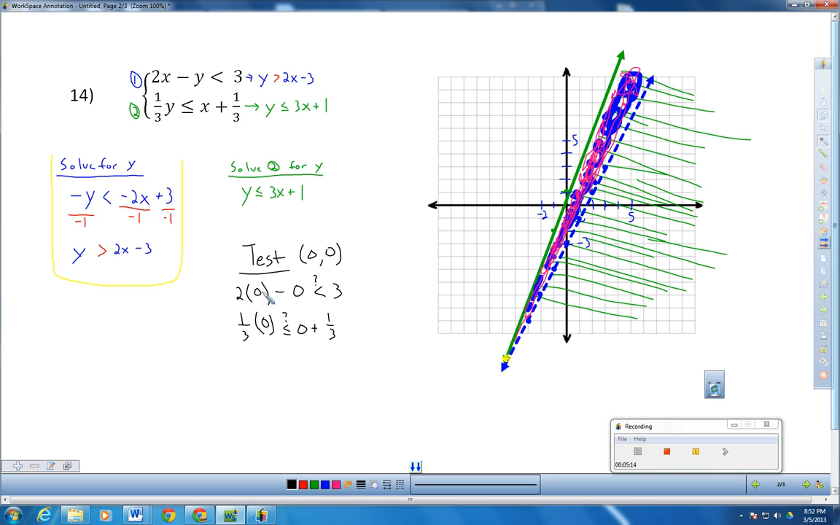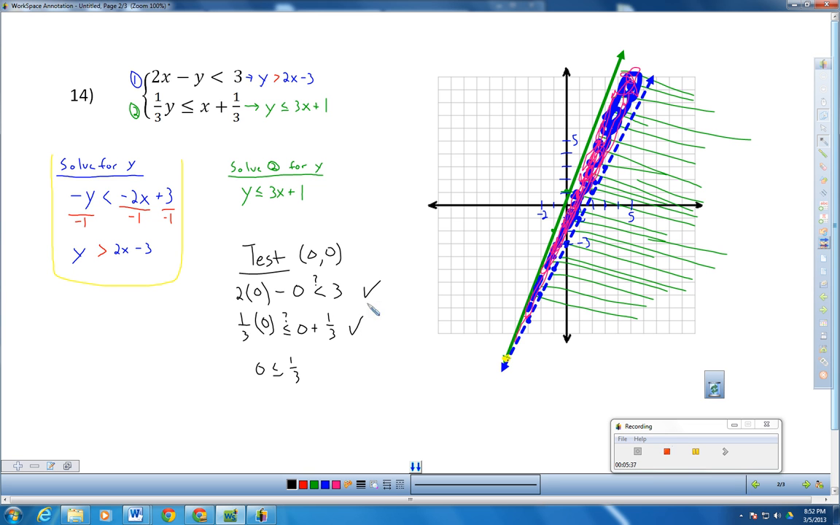2 times 0 is 0. 0 minus 0 is 0. Is 0 less than 3? Yes, that checks out. 1/3 times 0 is 0. Is 0 less than or equal to 0 plus 1/3? So is 0 less than or equal to 1/3?